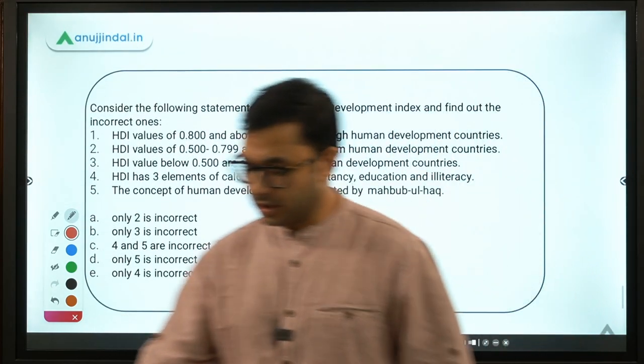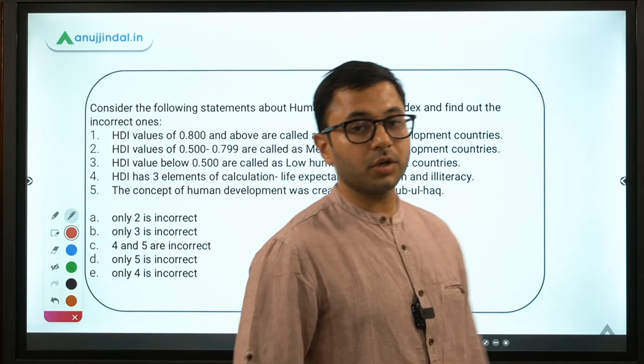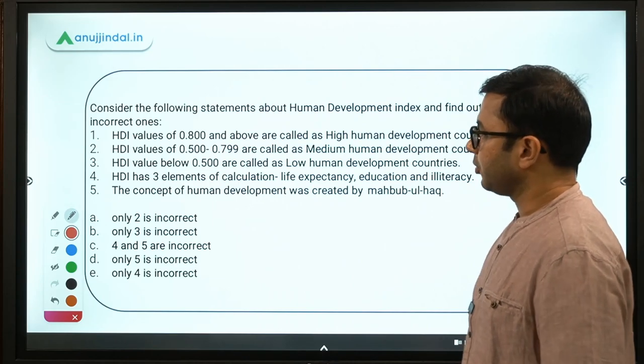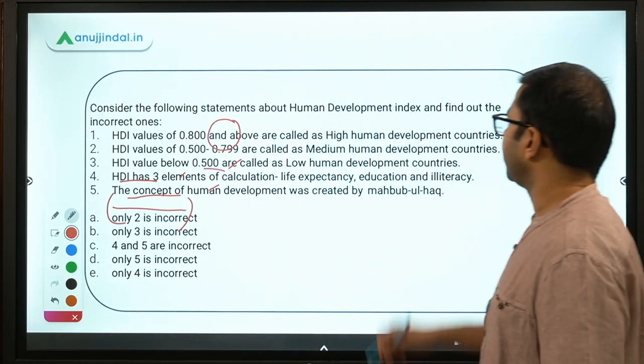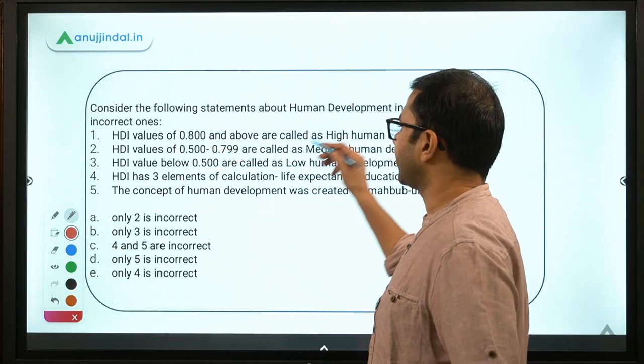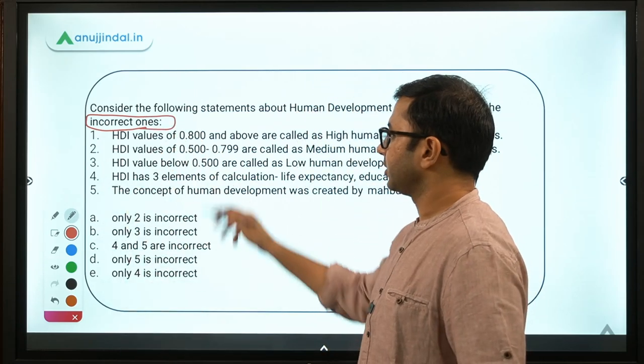Okay, I think this is our last question. Yes, let's come to the last question. A longer question, but a lot of information in this question. Consider the following statements about the Human Development Index and find out the incorrect one. We have to find the incorrect one based upon information on the Human Development Index.